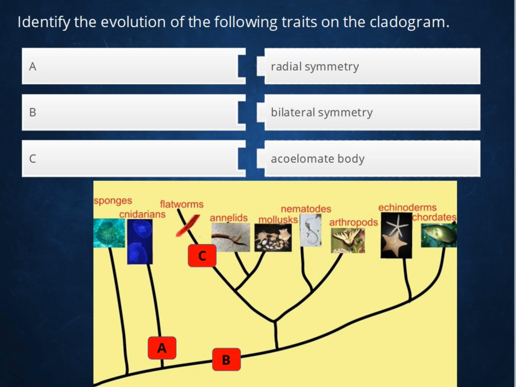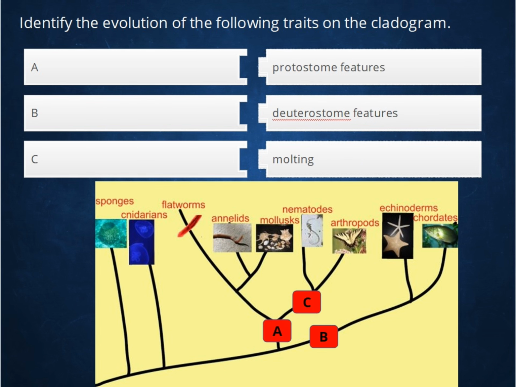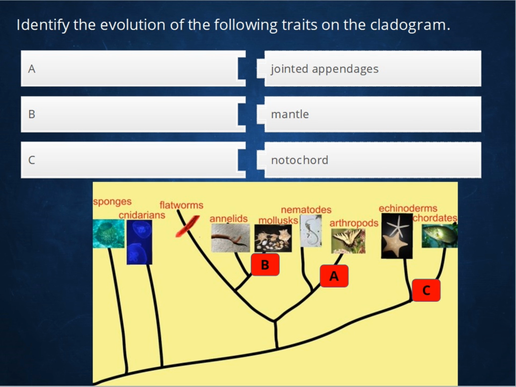A mantle would be placed in the cladogram at the base of the mollusks, while jointed appendages would be placed at the base of the arthropods. Chordate features would be placed at the base of the tree going to chordates, etc. And so I'll ask you to place the given features on the cladogram.